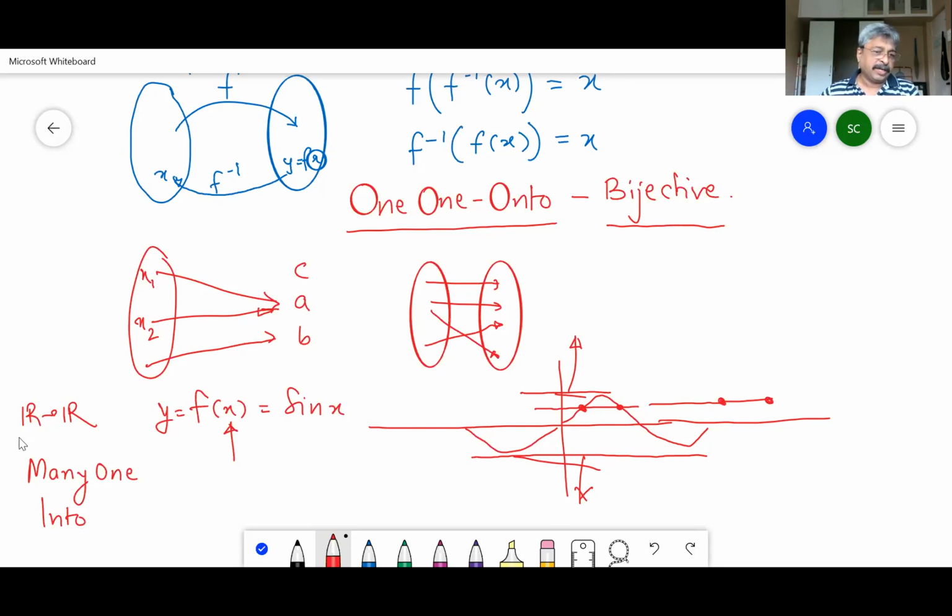So we can do the codomain correction and define the function sine as R to the closed interval -1 to 1. Therefore, we make it onto, but it still continues to remain many-one, right? We want one-one onto, but sine is many-one into, or at worst, sine is many-one onto if the codomain correction is done. Therefore, taking the inverse, inverting sine x, is not possible.